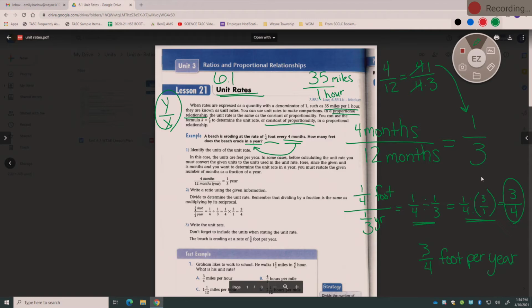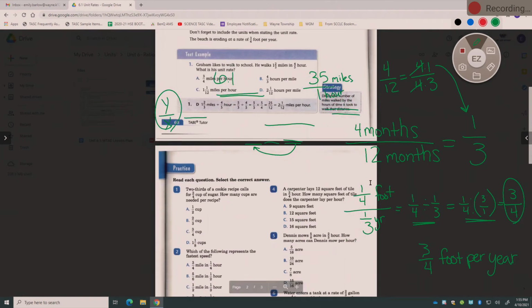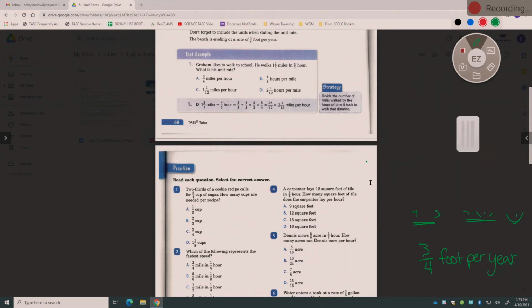All right, let's scroll down. And we'll look at this test example 1. And we'll do that one together. Okay, Graham likes to walk to school. He walks 1 2/3 mile in 4/5 of an hour. What is his unit rate?